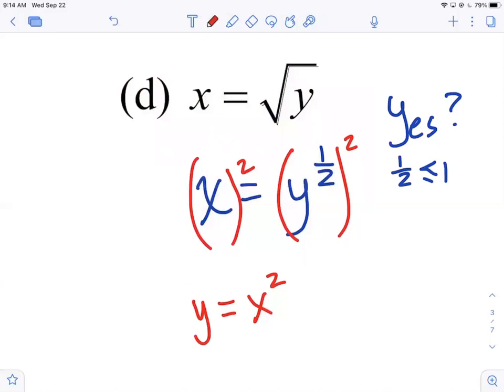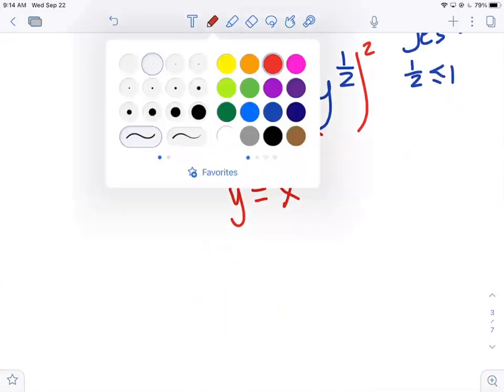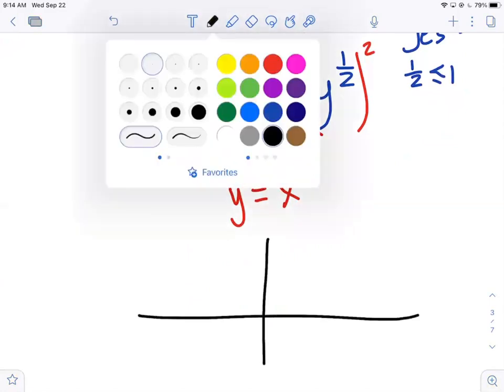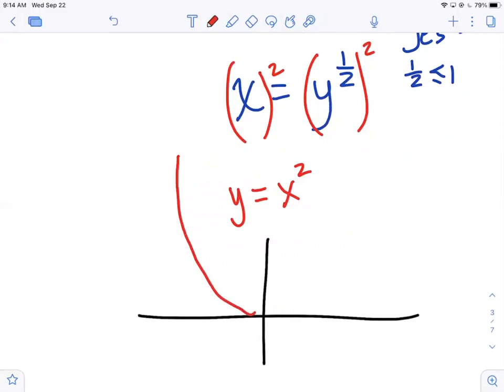All right? Now we know what the graph of y equals x squared looks like, yes? Yes, yes? Let's graph it. Y equals x squared is, hey, I'm smiling because I'm in a math class, and I'm also smiling because we're winning the play of the week.